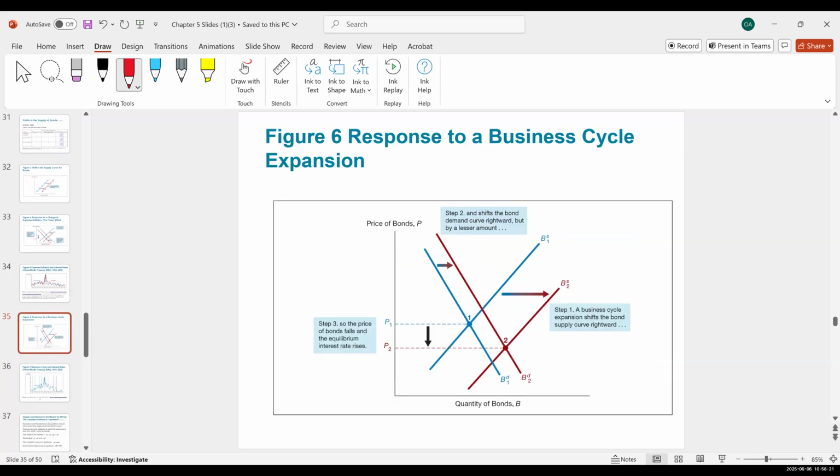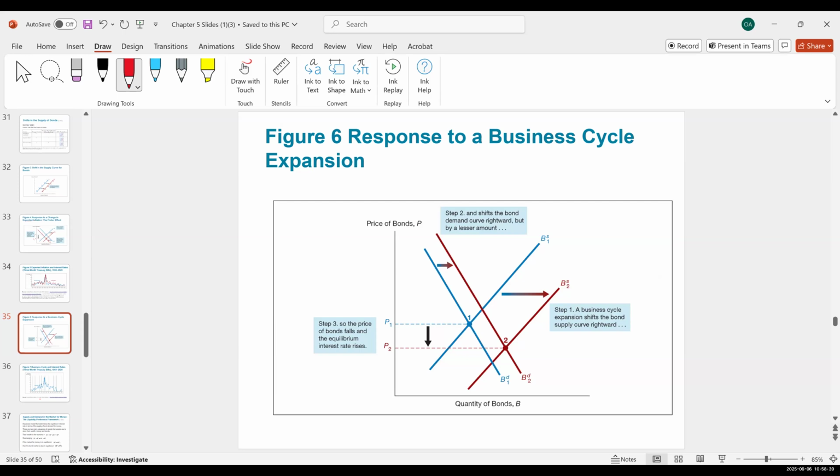And then this is an example of a business cycle. Okay, so another point that you could also make is that we talked about when the economy is doing well, it can affect both the supply side and the demand side of the bond market. Yes, you can argue that.